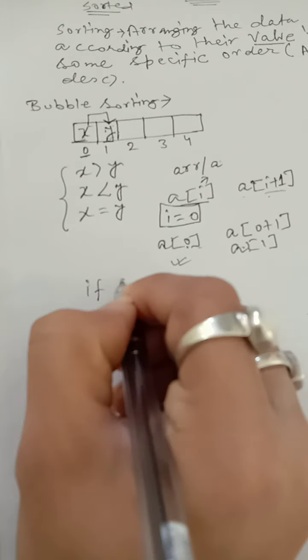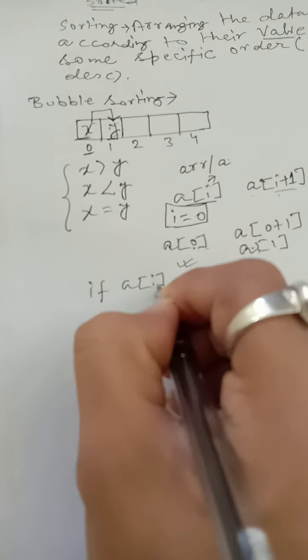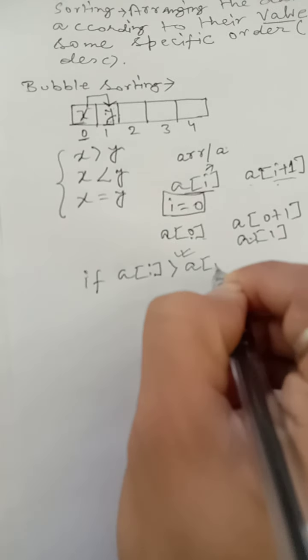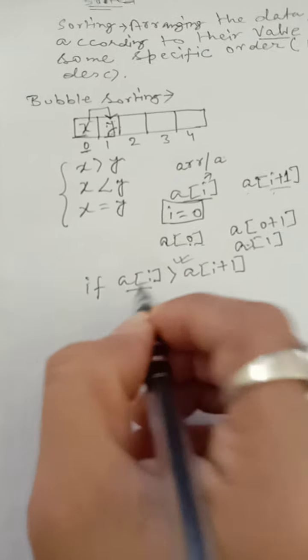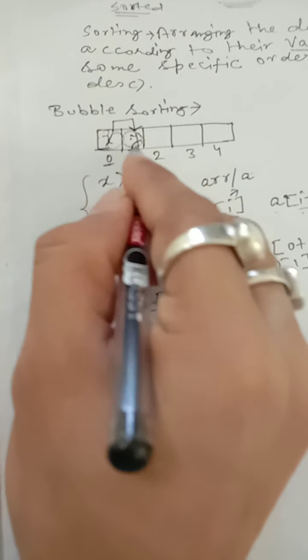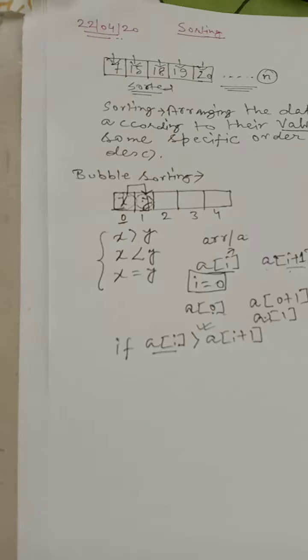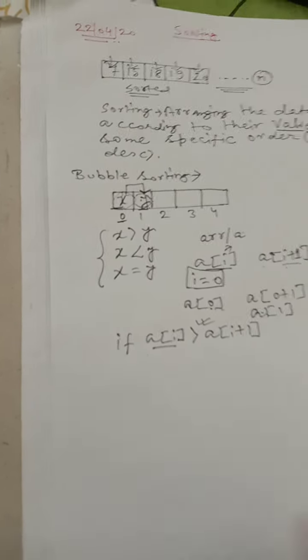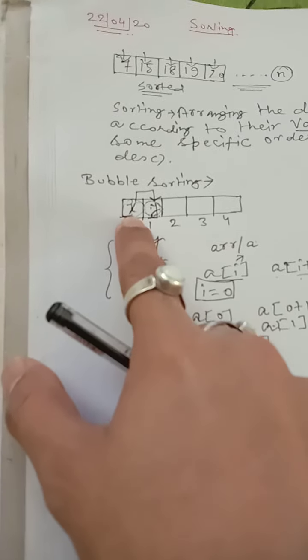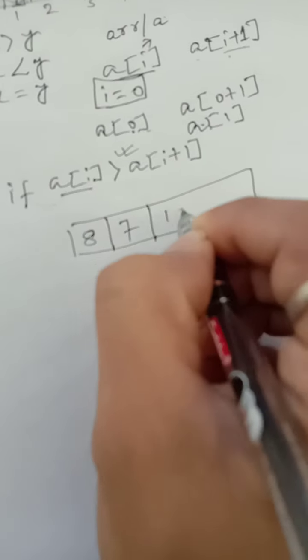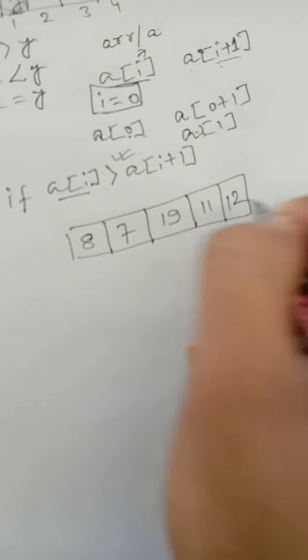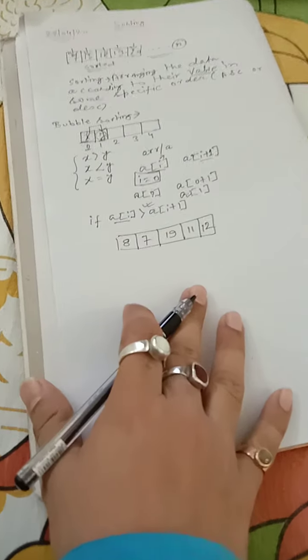If A of I is greater than A of I plus 1, that means if this element is greater than this one, that means this element is heavier. Here the term heavier is explained as the value. Now let us suppose there is an array 8, 7, 19, 11 and 12. This is an unsorted array.